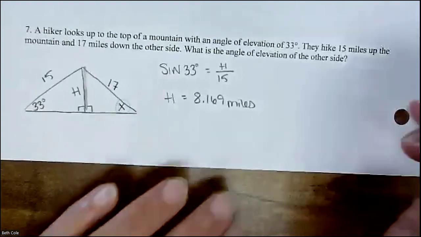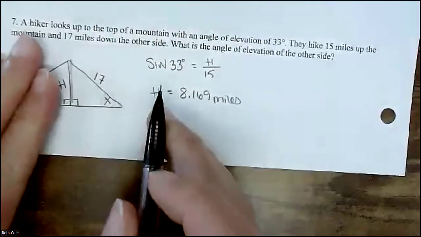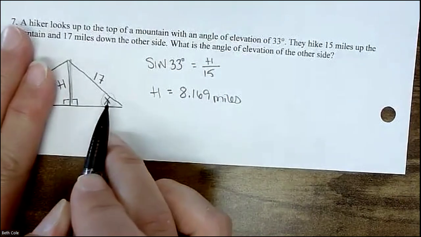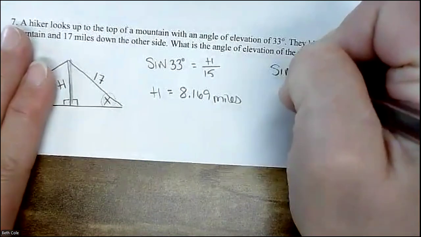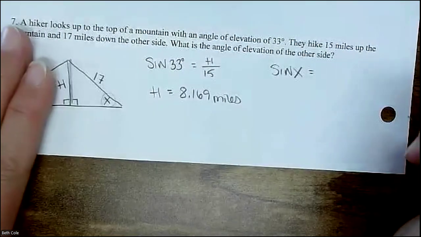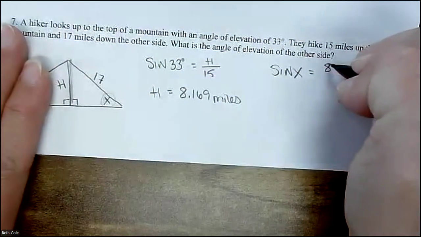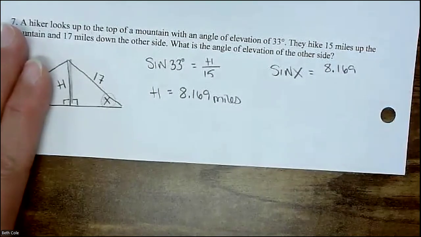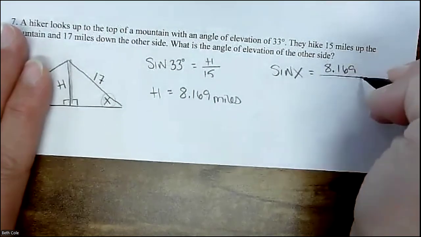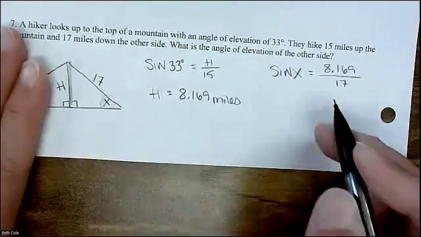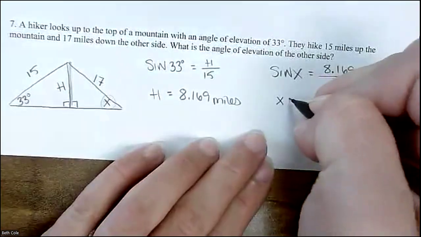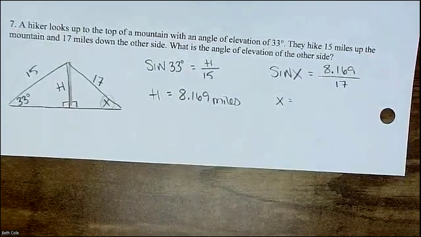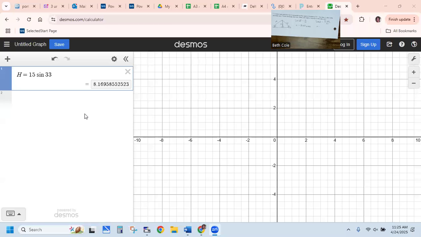All right. So now we're going to set up a second problem. We're going to look just at this side. Would we need sine, cosine, or tangent? Sine. So sine of x equals our height. Now you can write H or you can write 8.169. That's totally up to you. All right. Over 17. Now, do I need an inverse to type this one? Yes. Why? Finding an angle.